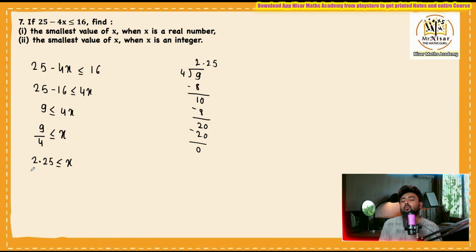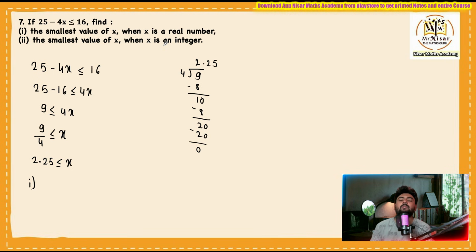Now see, here two questions are asked to you. Find the smallest value of x when x is a real number. Now children, when we talk about real numbers, what does real number mean? All the numbers like natural numbers, whole numbers, integers, rational numbers all come under real numbers. So this point will also come under real numbers. So you have to say x is greater than or equal to 2.25. So you have to find which is the smallest value of x.